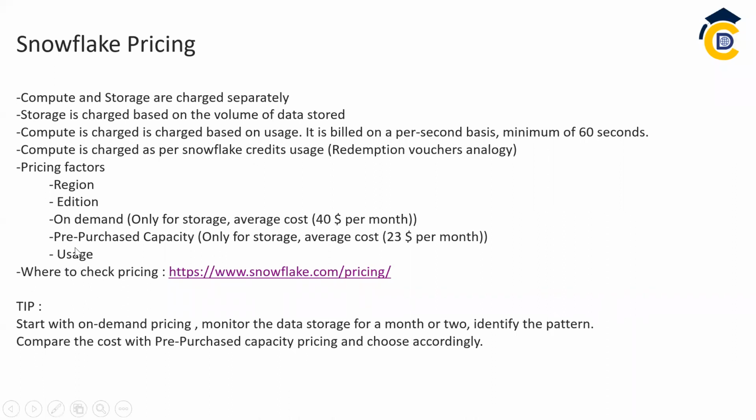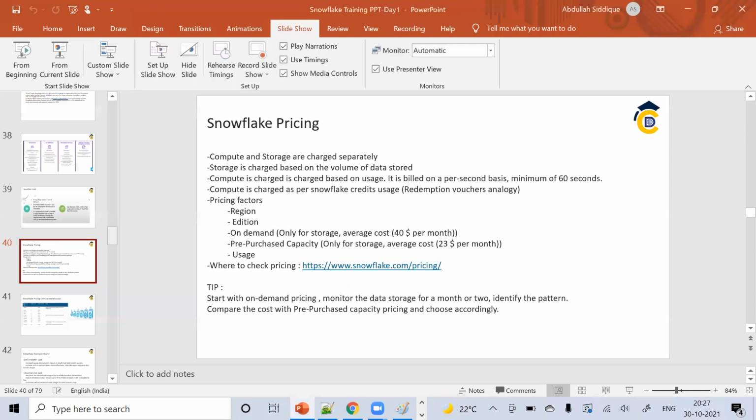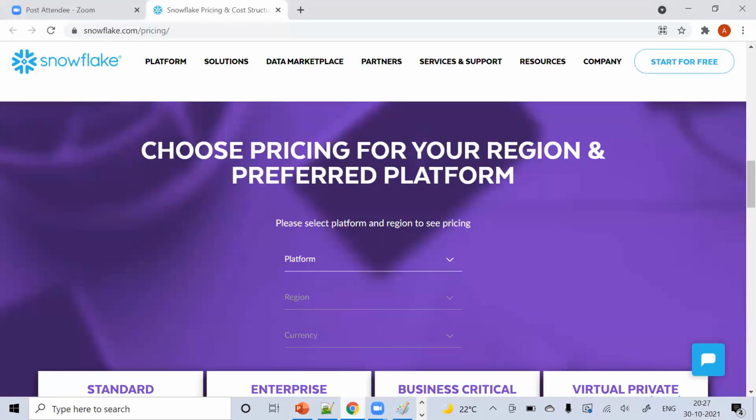And then obviously for compute resources, it is the usage. As I told you, minimum of 1 minute and then onwards, it is per second. So these are the factors which govern the pricing model. If we go back to this URL here, see, choose pricing for your region and preferred platform, right? So obviously, when you say platform, it is AWS.